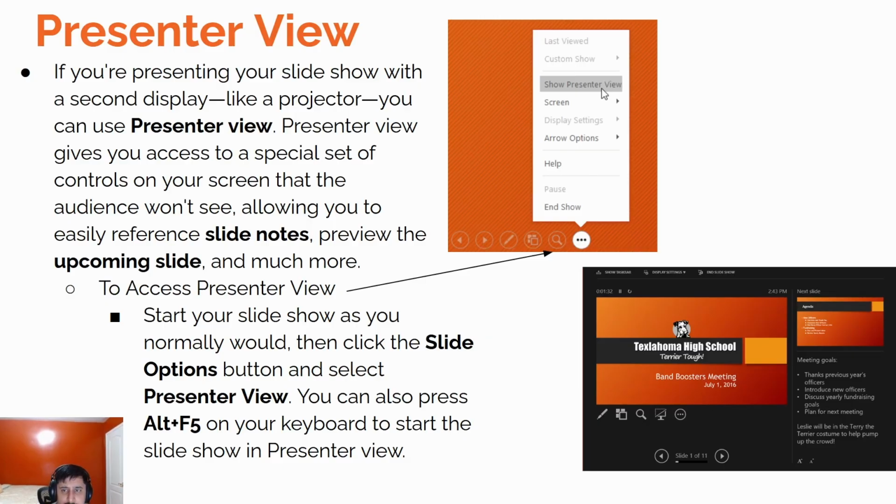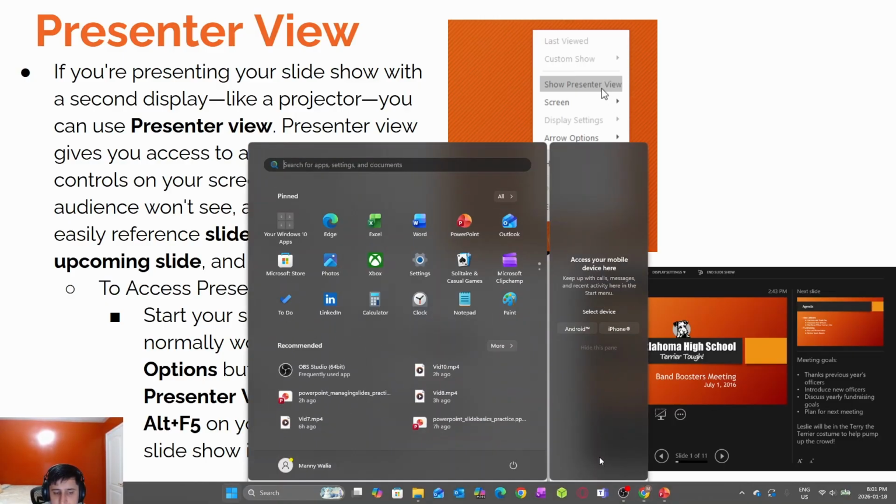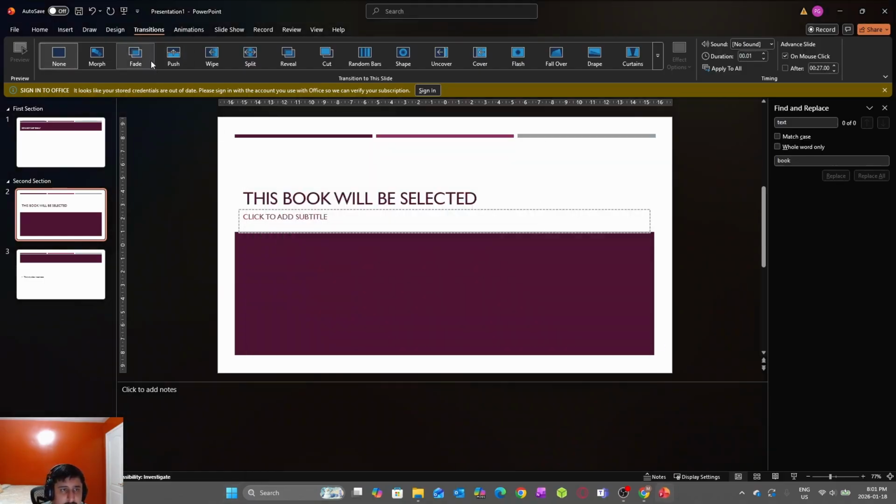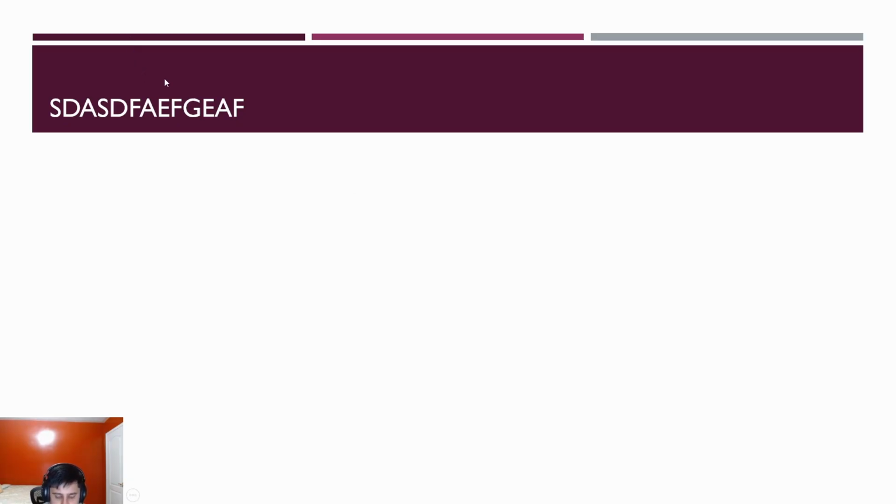In order to access presenter view, we start our slideshow as normal. Then as we showed in our example, we click on the three dots, right, and go show presenter view, or we can press Alt F5, right? So let's just go here. Let's press Alt F5. Does it do anything?